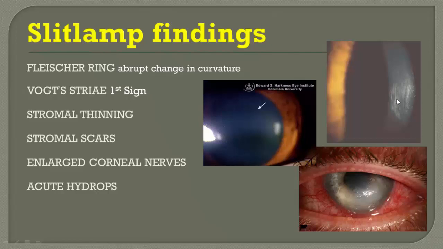Other signs which can be seen by slit lamp include stromal thinning, stromal scarring, and enlarged corneal nerves, and lastly we can see acute hydrops in acute cases of a break or a tear in this membrane. This will lead to influx of aqueous into the corneal stroma and fluid accumulation inside the cornea, with blepharospasm, photophobia, and sudden acute decrease in vision. This condition usually ends with healing by corneal opacification.